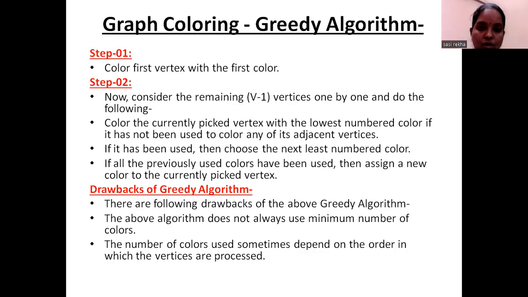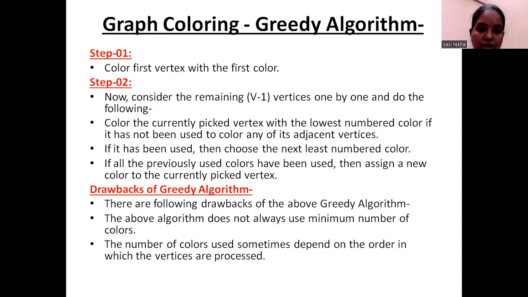So we use a greedy algorithm. Greedy will always find a local optimum solution, right? In order to reach the best optimal solution, the first step is that we color the first vertex with the first color. Let me choose any color, and we start with the first vertex with the first color. Now the second step is that we consider the remaining vertices one by one and do the following.